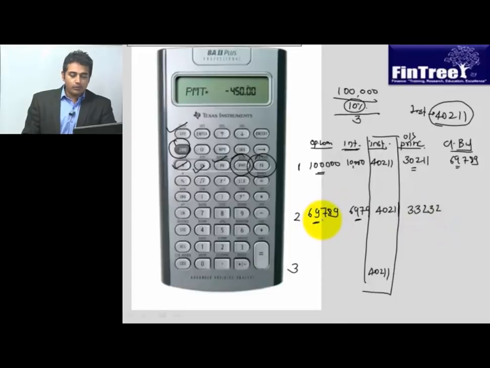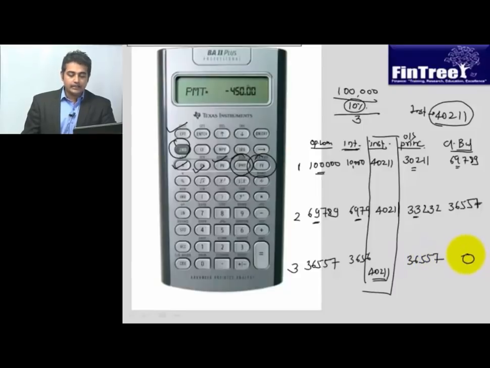My opening principal was 69789. I have paid back 33,232. How much am I left with? 36,557. So my closing outstanding principal at the end of year 2 is 36,557. That becomes my opening in year 3. So 36,557. 10% on this amount, my interest would be 3656. But again, the amount that I pay is constant, 40211. How much towards principal?